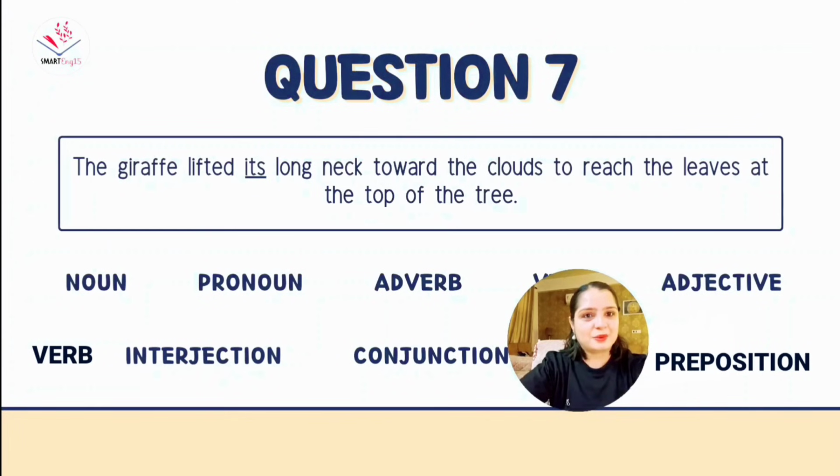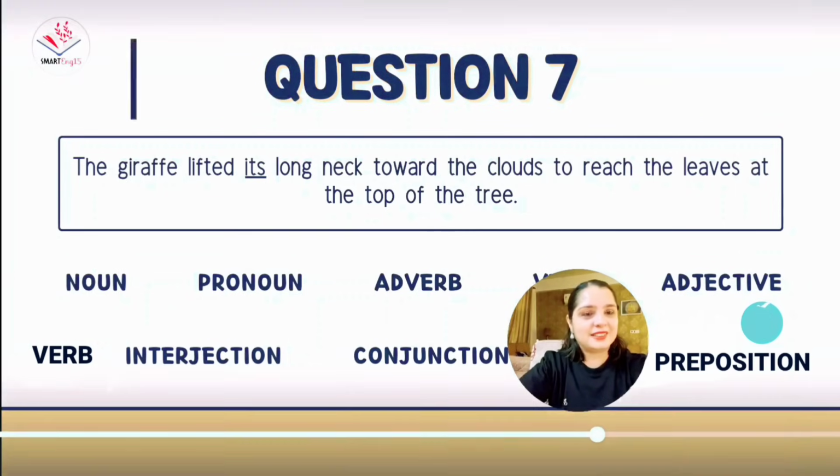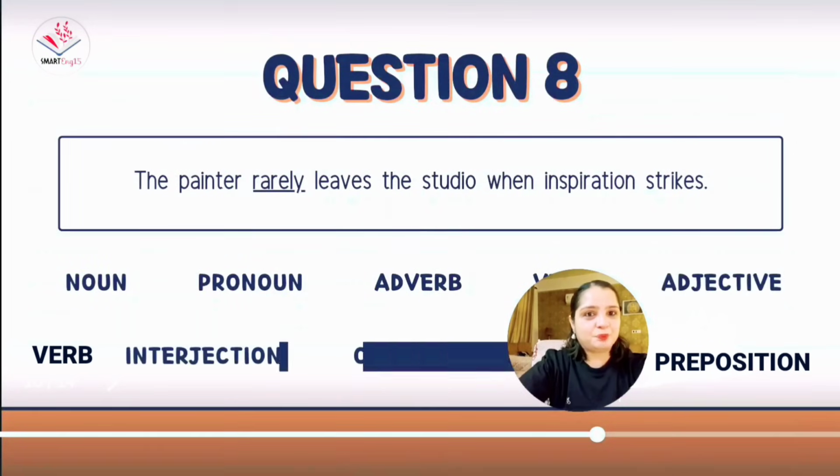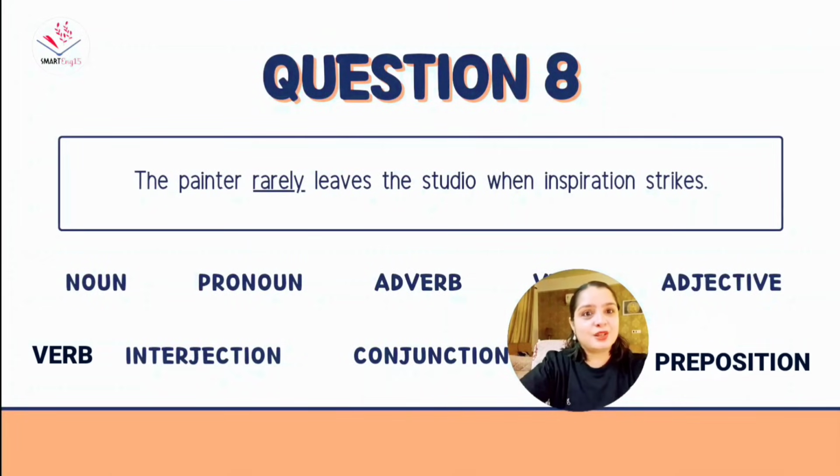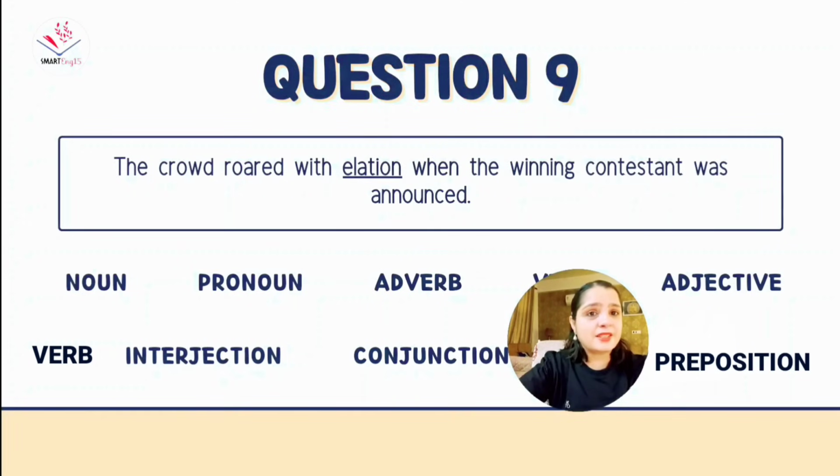It's. So we are using it's in place of giraffe. So what do we use in place of a noun? Yes, you guessed it right. It is a pronoun. Next sentence. Rarely. So what do we use to show number or frequency of something? Yes, you guessed it. Correct. It is an adverb.